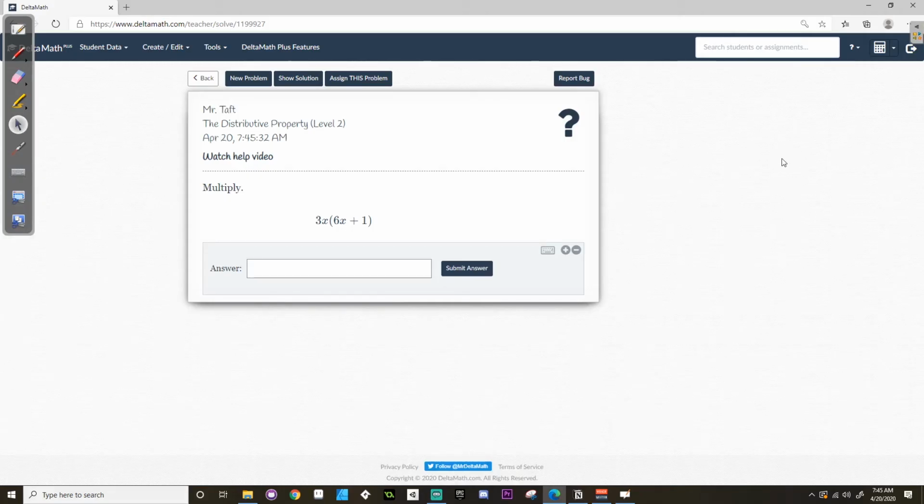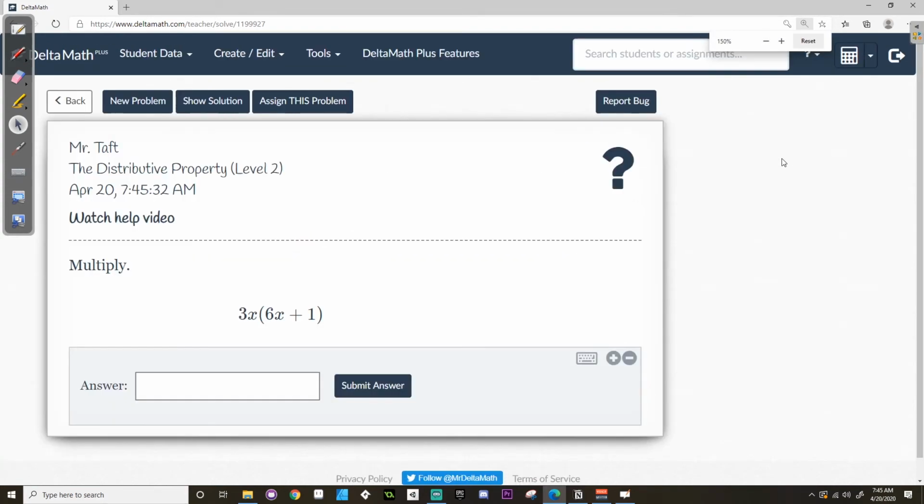Okay, so let's embiggen this a bit so that everybody can see it. So it's the same thing here. We're going to take what's on the outside and multiply it by both things on the inside. So in this case, that means taking 3x times 6x and then 3x times 1. So 3 times 6 is 18. X times x is x squared. And now for the next part, 3 times 1 is 3, so plus 3. And there's nothing for the x to multiply by, so it just comes along.